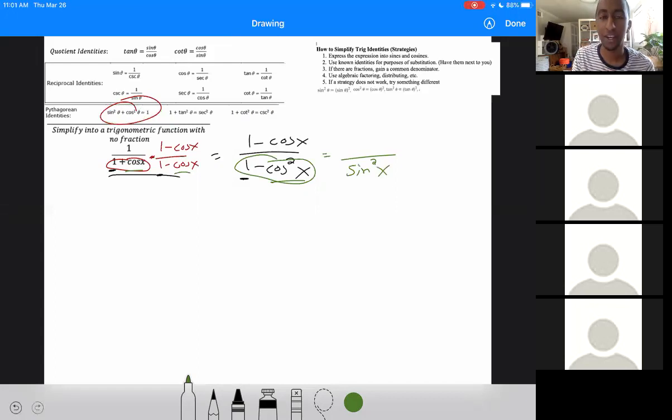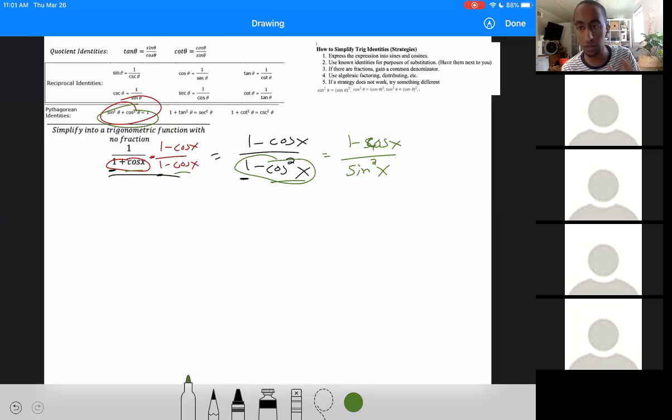Thanks. So that's using this identity. And then the top, we can't do that with the top because the top doesn't have a square on it. Okay? 1 minus cosine of x does not equal sine of x. Okay?